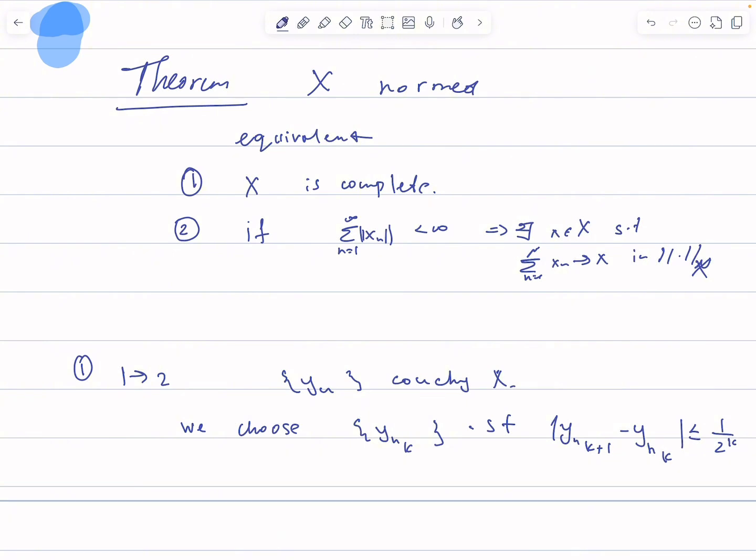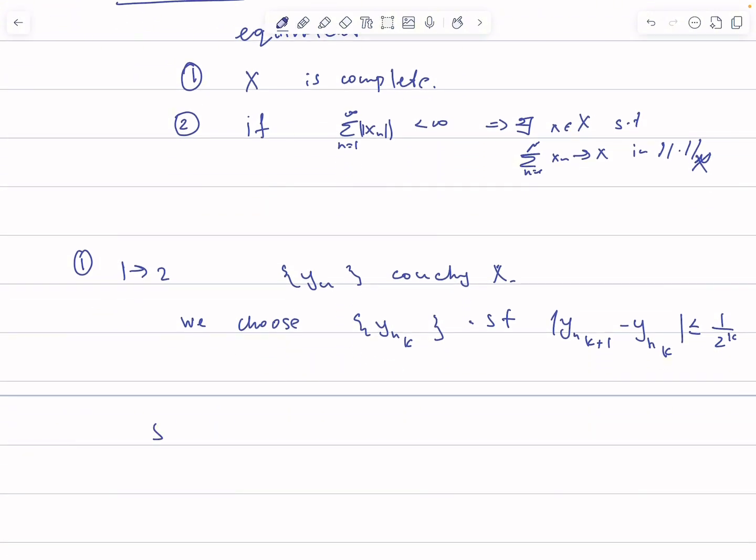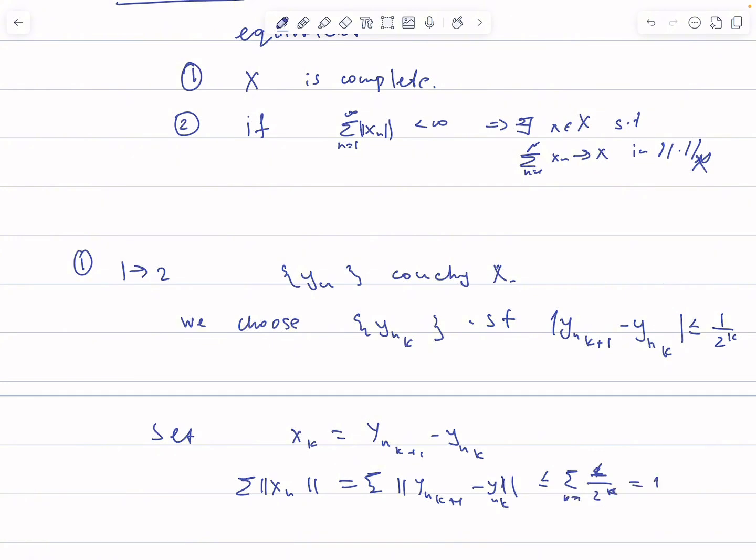So now we take xk equal to ynk+1 minus ynk. So the sum of the norms of xk, this is equal to the norm of ynk+1 minus ynk. This is less than or equal to the sum of 1 divided by 2^k, which is equal to 1, I think, for k equal 1 to infinity. This is less than infinity.